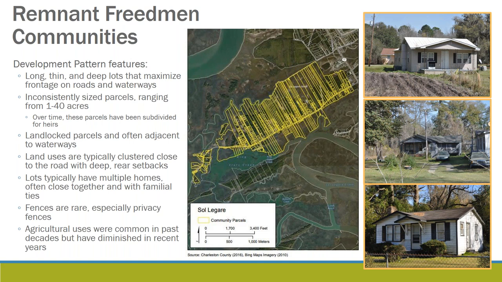But oftentimes these communities had long, thin, deep lots that maximized frontage on both the local roads and the waterways. The parcels were often inconsistently sized, ranging from 1 to 40 acres. And over time, the parcels have been subdivided, so you have atypical subdivision patterns. A lot of these parcels have become landlocked and are often adjacent to the waterways. The land uses were typically clustered close to the road with deep rear setbacks. Fences were often rare in these communities. And a lot of times there were agricultural uses that started in the past and have continued on into the future.